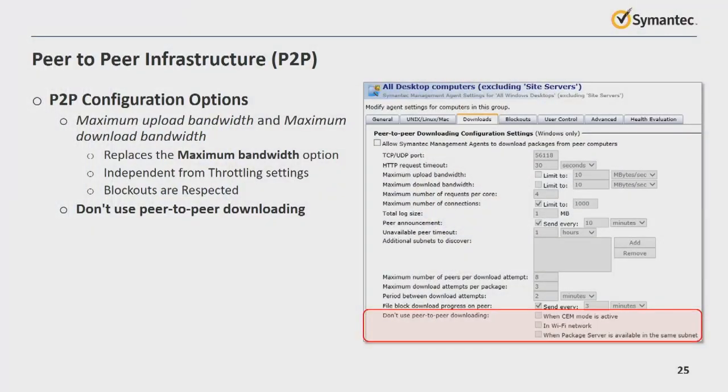Okay, we also now have the ability to not use peer-to-peer. We can set a criteria. In the old version, you basically had it on or off, right? So now I can say, in these specific situations, I would like you to not use P2P.